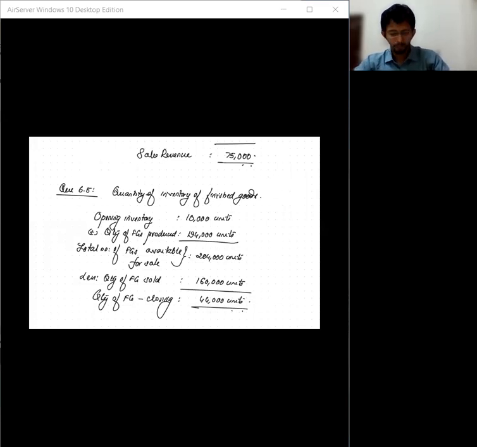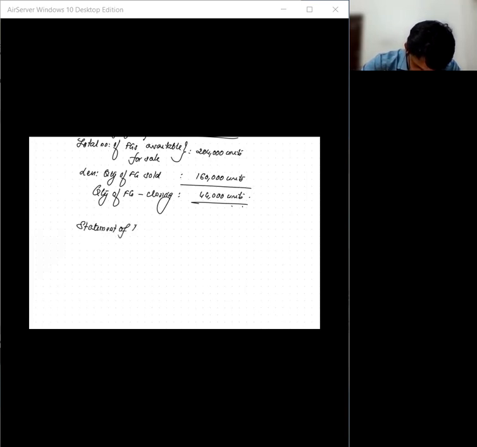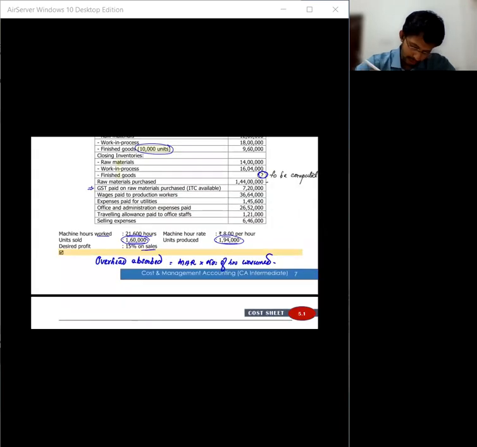Okay, so now we will start preparing the cost sheet directly, and in the process we will value the finished goods also. So, statement of cost, or you can even name it as cost sheet. Okay, so what should be the starting point? The starting point should be the material consumption.